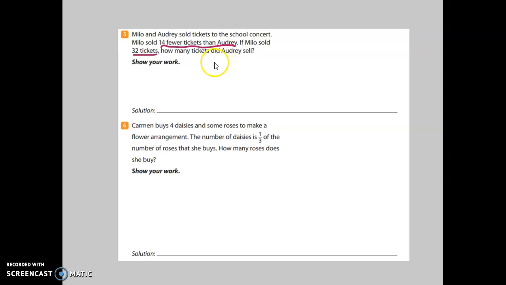So here we have X for Audrey. So X minus 14 equals 32. So Milo sold 32 tickets and he sold 14 less than however many Audrey sold. So what is the inverse of subtraction? What's the opposite of subtraction? That's right, we're adding.